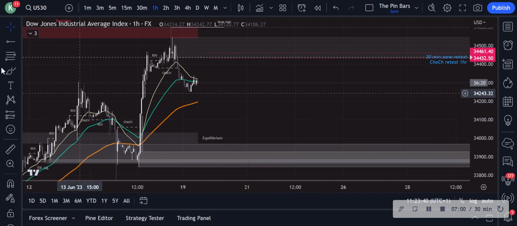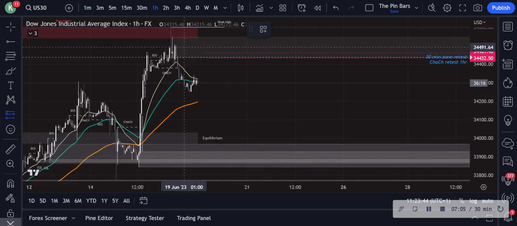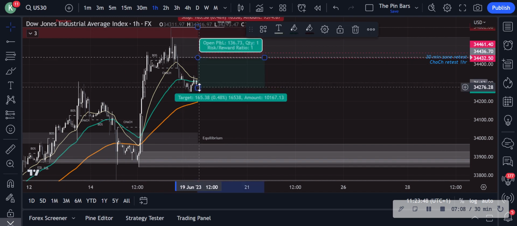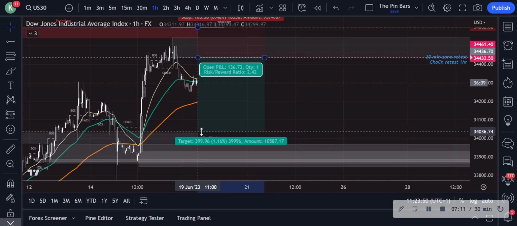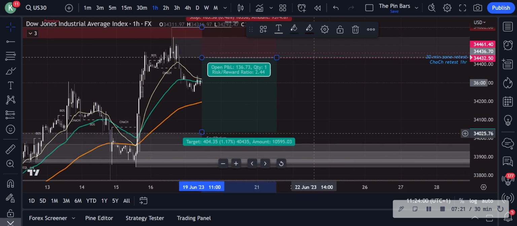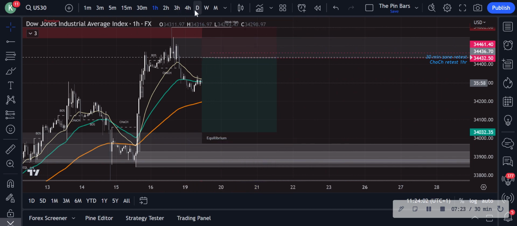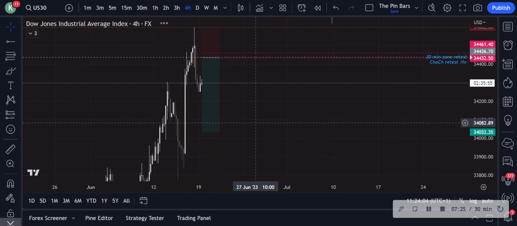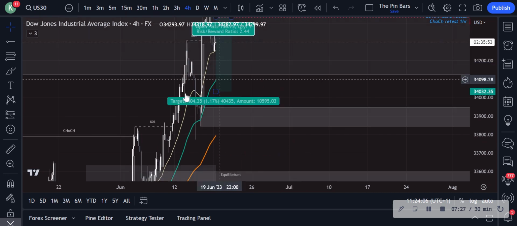So for starters, this is what I'm looking at. Let's say if I take it from here, for example, I will be looking to touch the equilibrium here. Yeah, that's the 34032 mark, guys. So this will be an area of interest for me to see where the price comes down. I do believe price would come down even further if I were to drop it to the 4 hour. Okay, I do see price coming here.